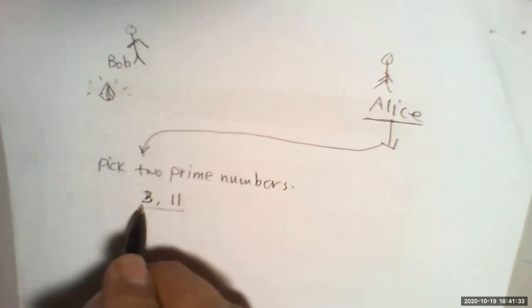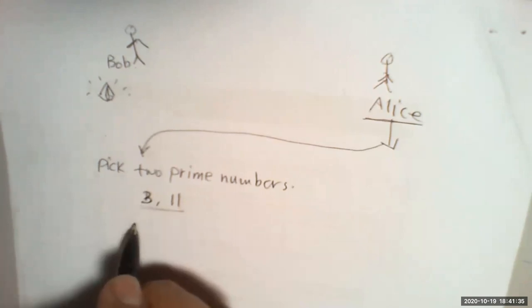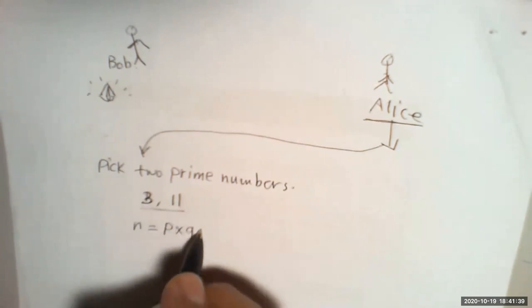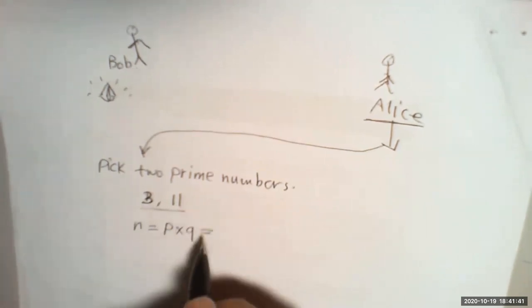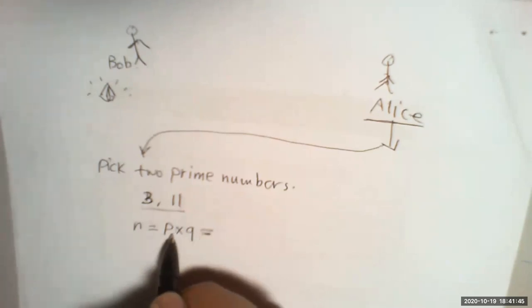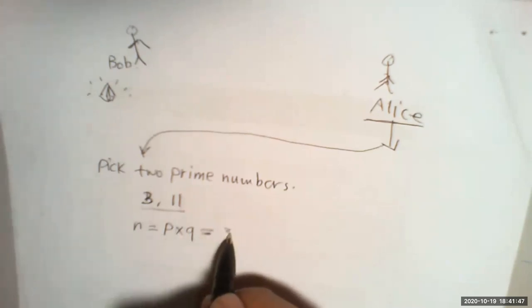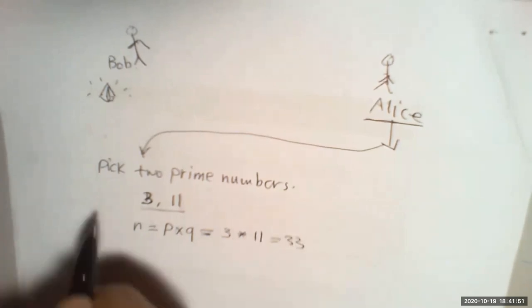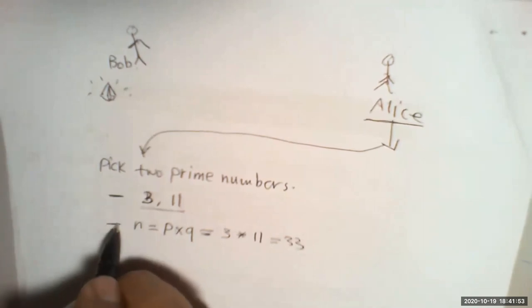She takes the 3 and 11 and then calculates n. n is equal to p multiplied by q. This is just an algorithm, so don't ask me why. p multiplied by q is 3 multiplied by 11, which is 33. This is the first step. This is the second step.